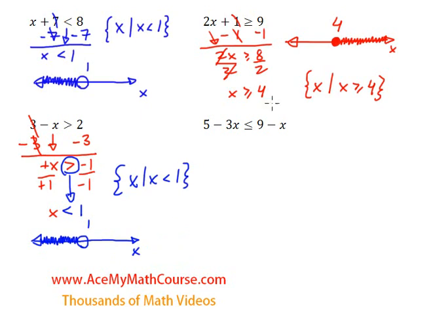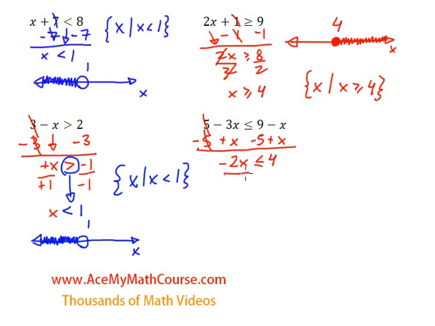Okay. Last example. Now we have variables on both sides. So I will add an x to both sides and I will take away a 5 as well. That way, 5 minus 5 is 0, they cancel out. Negative 3x plus x is negative 2x is smaller or equal. 9 minus 5, 4. Negative x plus x, 0. Great. Nice and clean. Negative 2x is smaller or equal to 4.